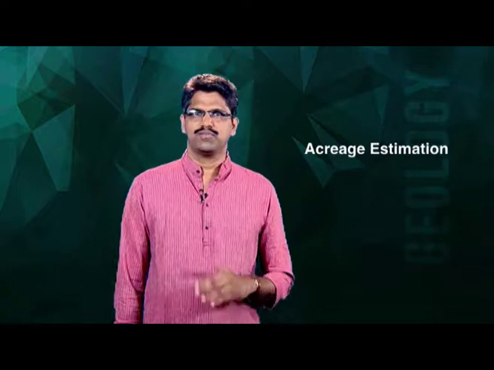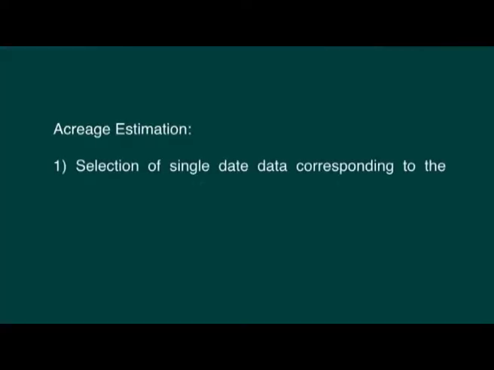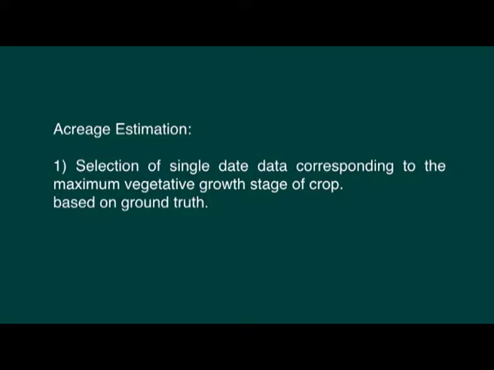And then for acreage estimation, we are utilizing the technology for acreage estimation. That procedure involves a 5-step procedure. So, the first thing is the selection of single date data corresponding to the maximum vegetative growth stage of the crop. So, that is important, because the maximum vegetative growth stage of a crop has to have come. So, we have to make sure of it.